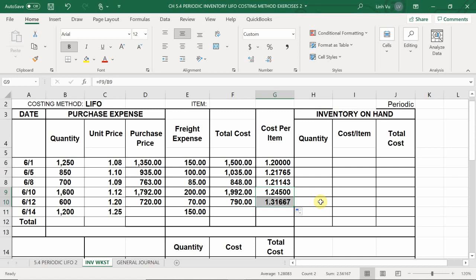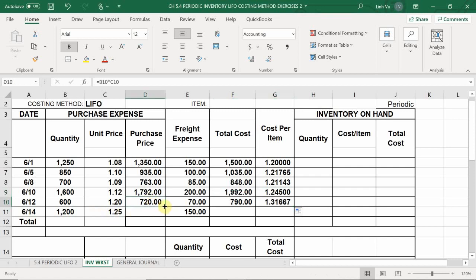Okay. In this case, I have $1.31666666666666. So that means I have 2/3 of a dollar. Okay. So in this case, we'll leave it at that. Right. And then last but not least, on June 14, we purchased a total of 1,200 units at $1.25.